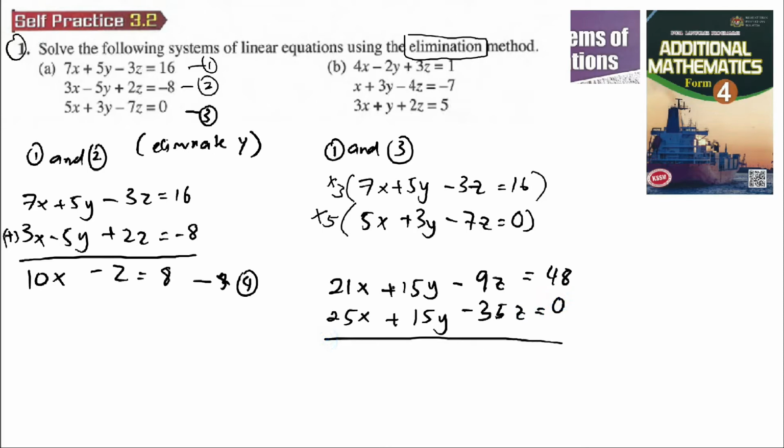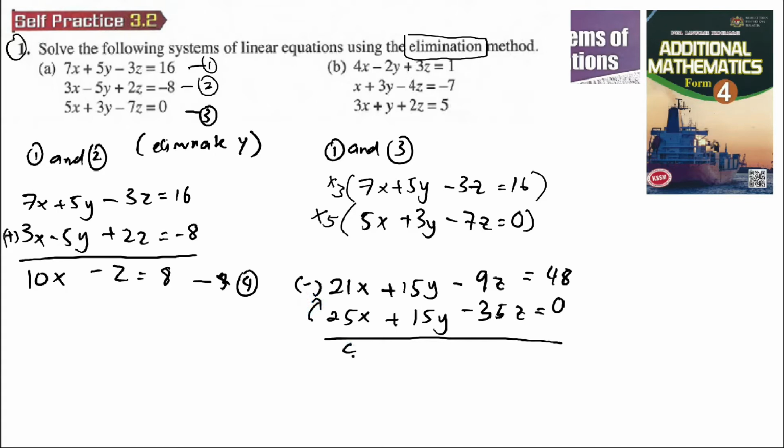So now you can eliminate y. You see here you have positive 15y in both. To eliminate this, you must subtract, right? 15 minus 15 is 0. You can either do below minus up, or up minus below, because as long as you subtract, you can eliminate y. But usually I like to subtract so that I get the positive value of the variable. So I want to do below minus up.